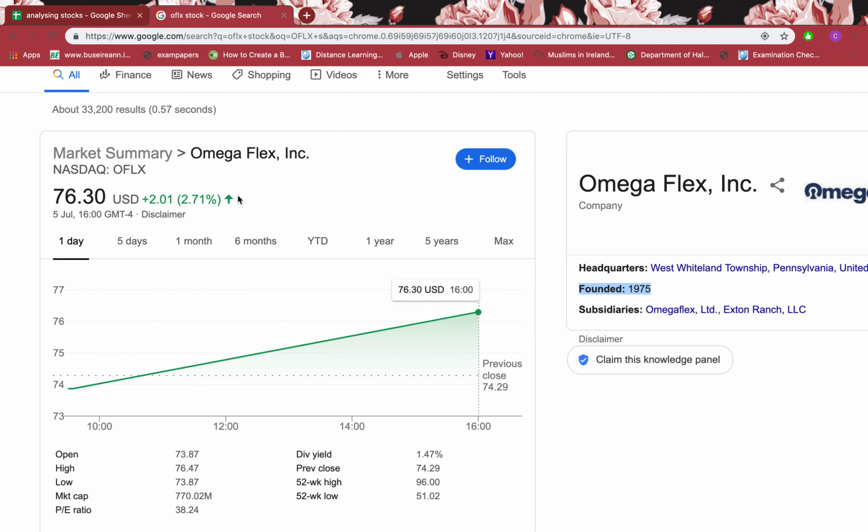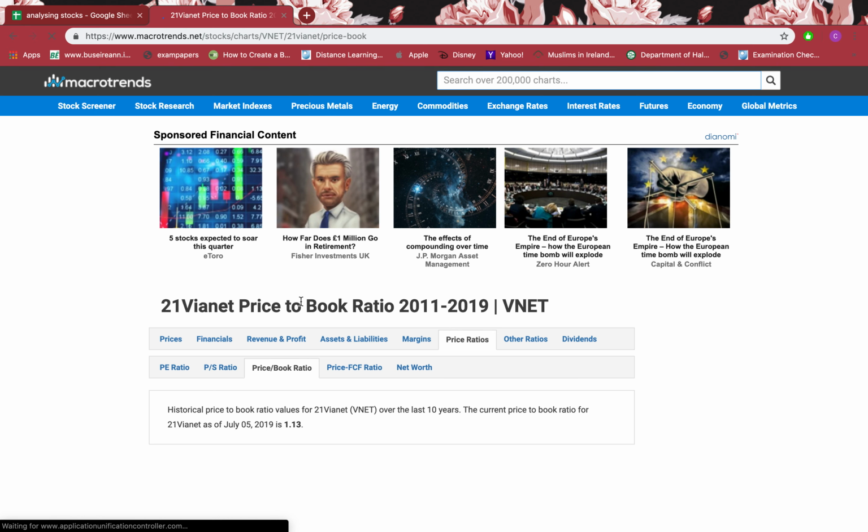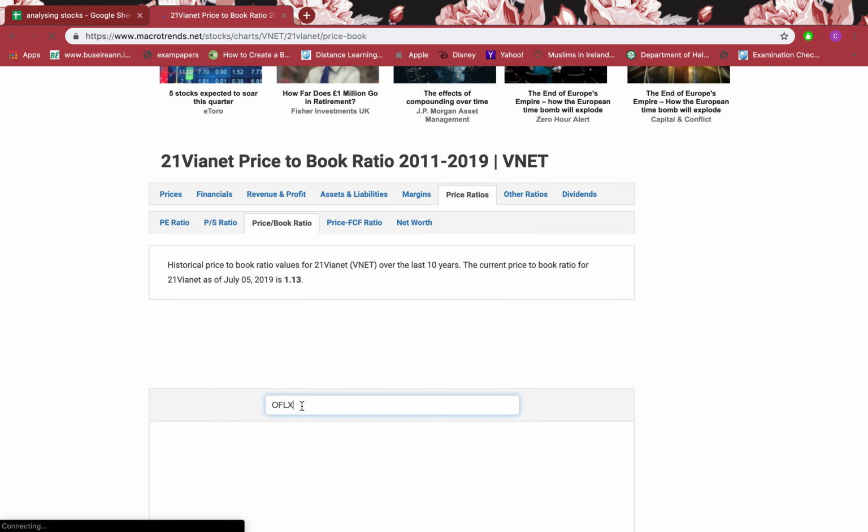And okay, I'll just go to MacroTrend website. I have left the link in description. I'll click on price ratio and then price book ratio, and then paste the symbol and make sure that the name matches. I'll click that.